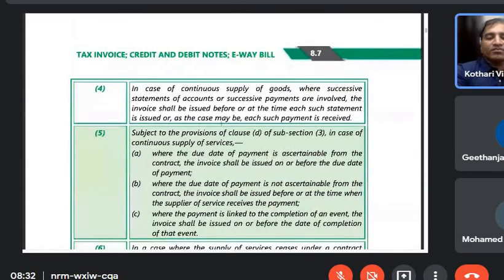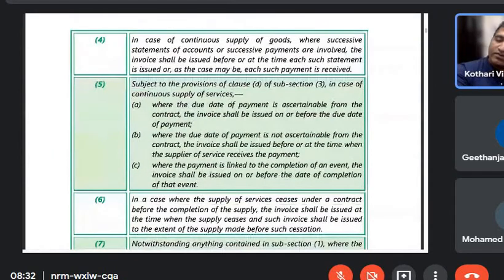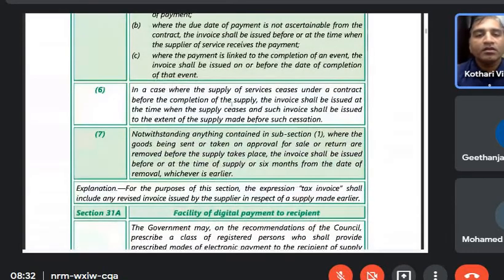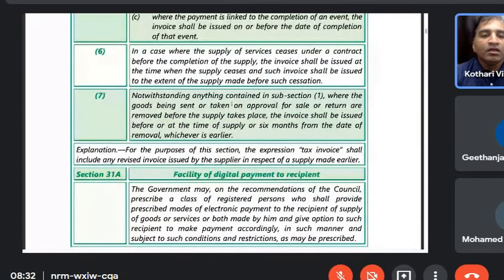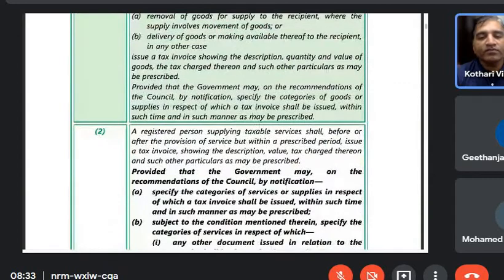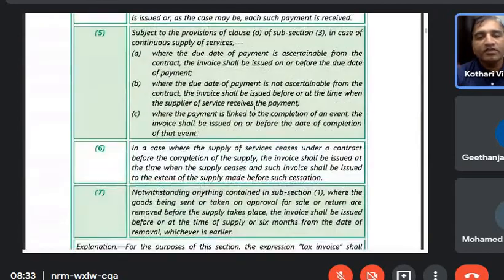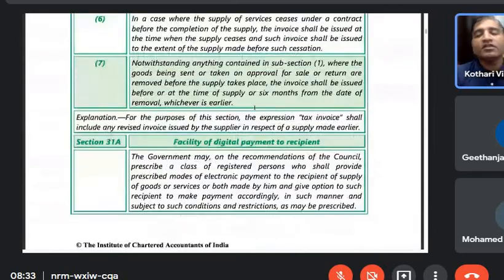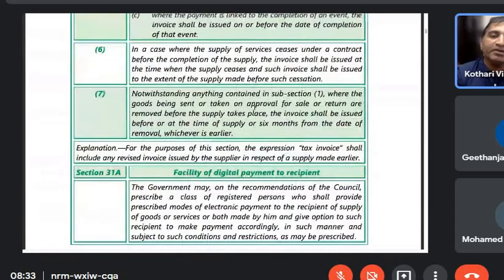And in case of continuous supply, we have already seen continuous supply of service in the section on time of supply, so I am just ignoring it. So these are the 7 documents. Apart from this, 2 other documents are there, that is the credit note and debit note. This is with regard to section 31. So the 7 documents are: tax invoice, revised invoice, bill of supply, receipt voucher, refund voucher, RCM invoice, and RCM payment voucher.